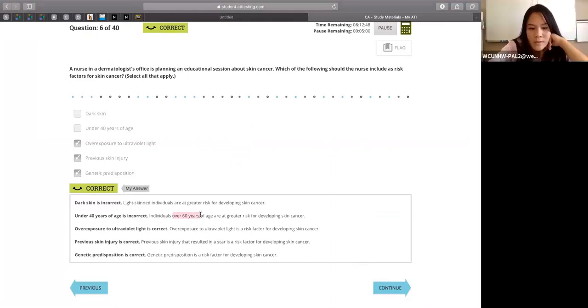So if you're 60 and older, you have a higher risk of getting skin cancer, and light skin is more prone.